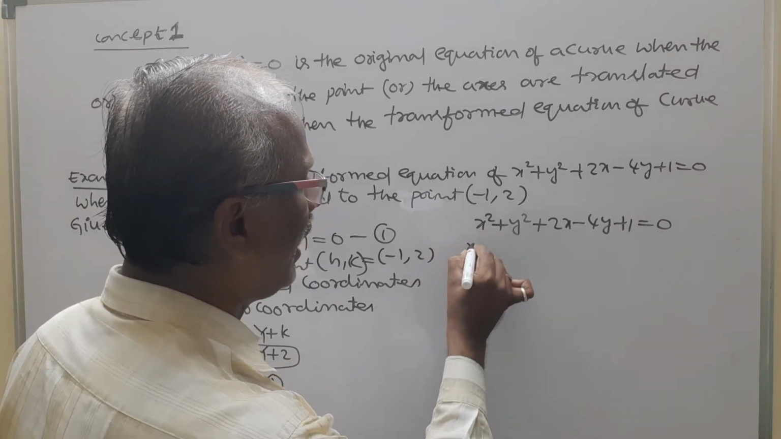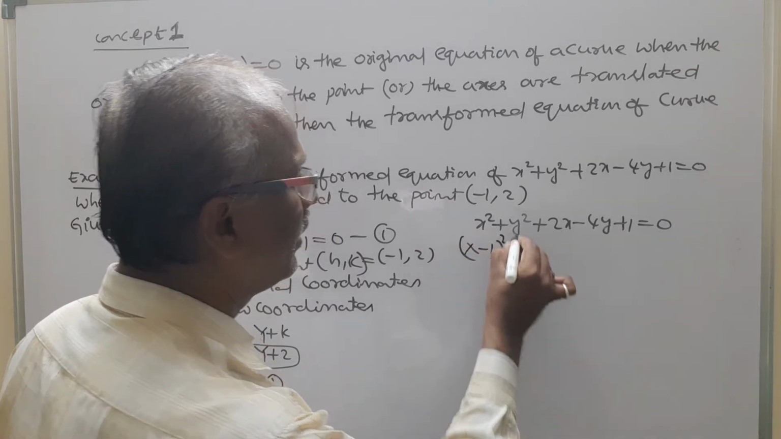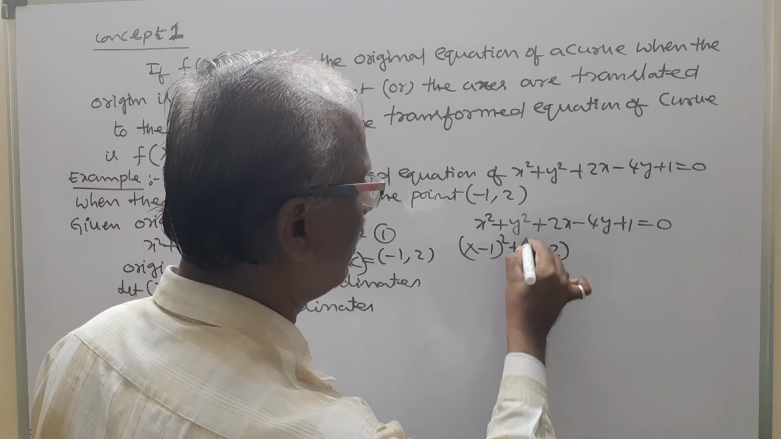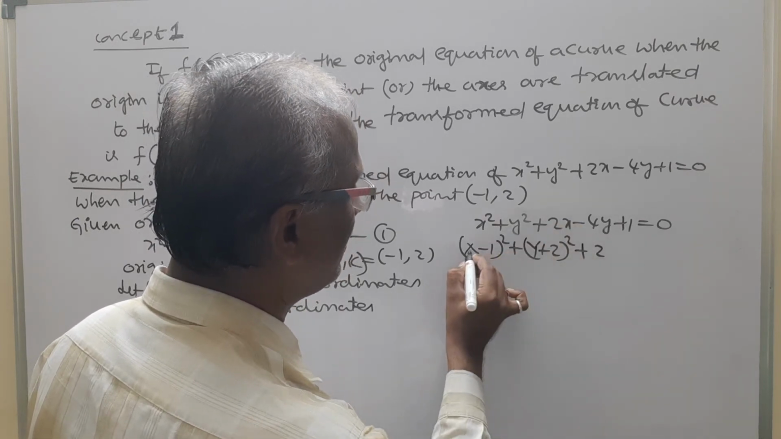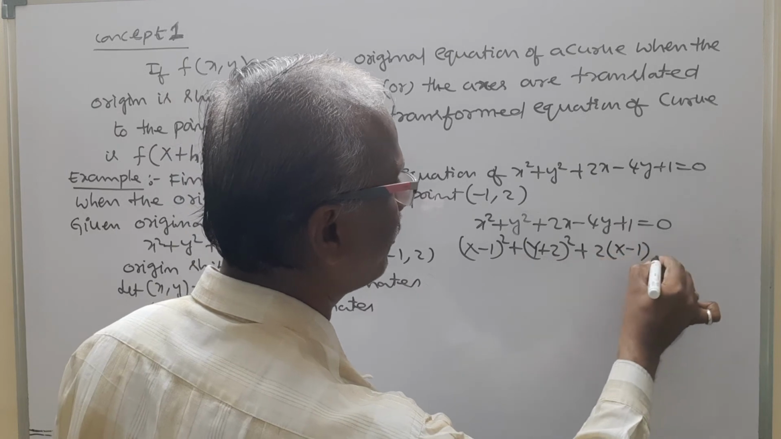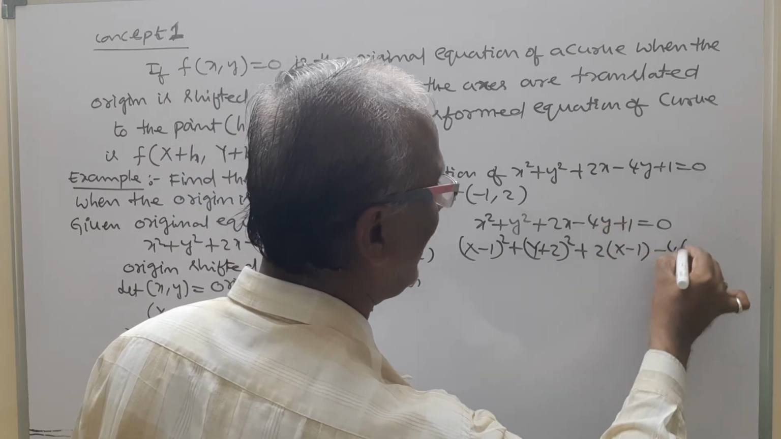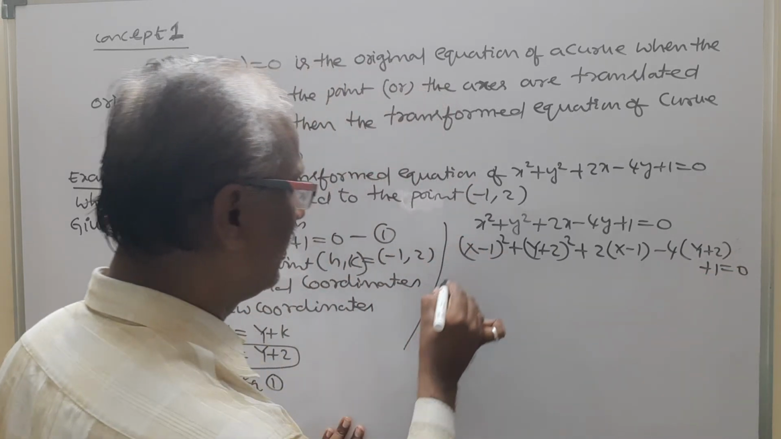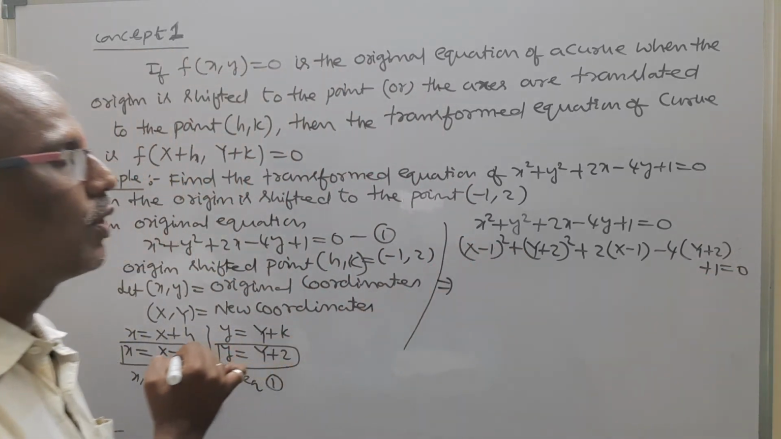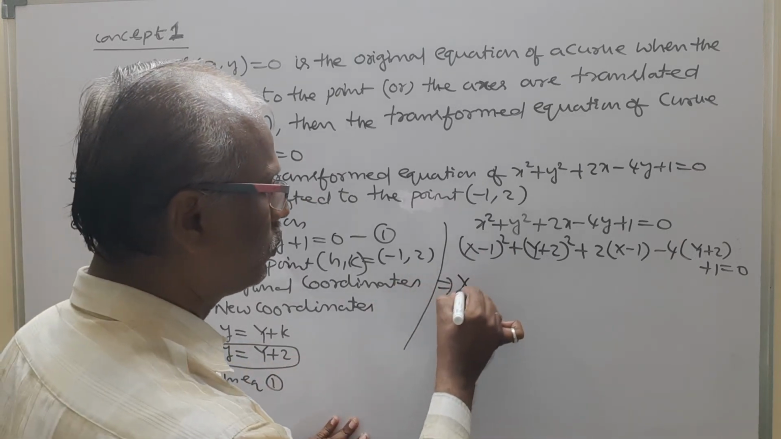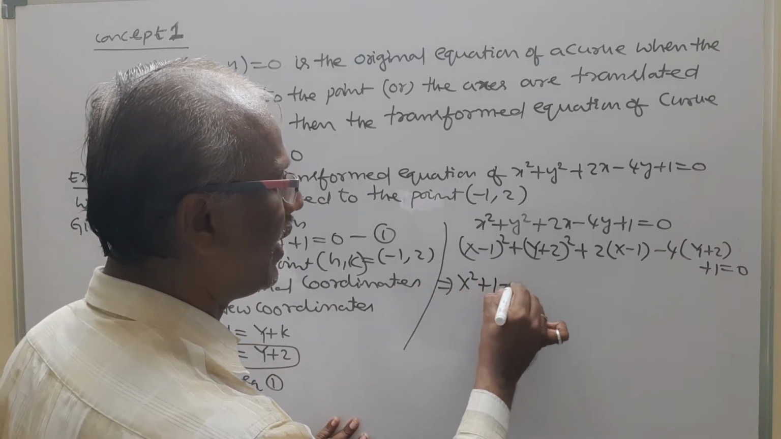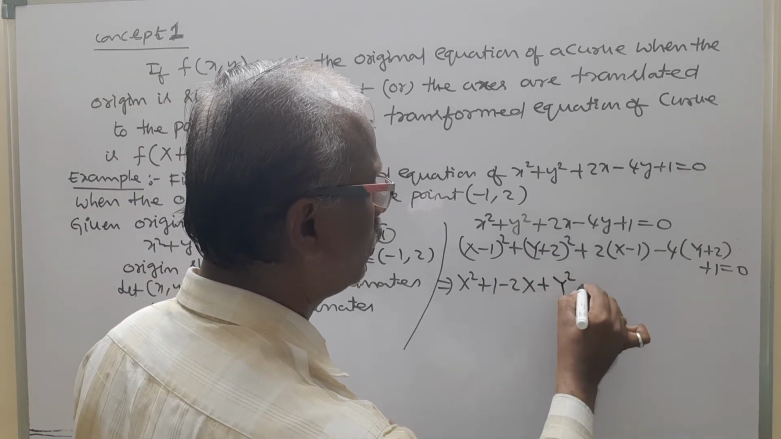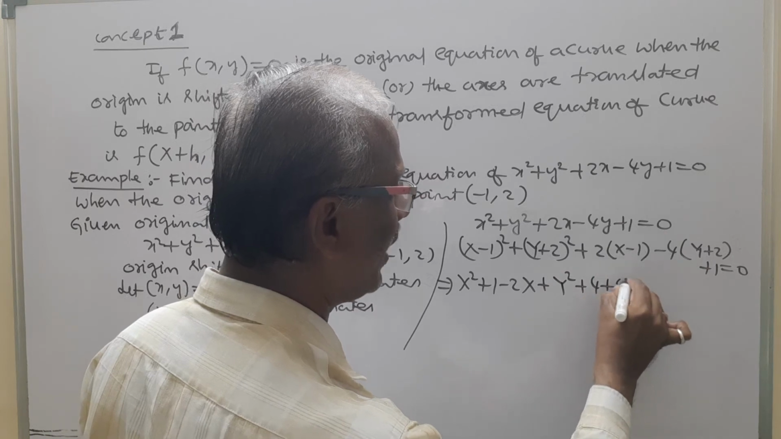Small x equal to capital X minus 1 whole square. Here small y is equal to capital Y plus 2 whole square. 2 into small x, that is capital X minus 1, and 4 into small y, that is capital Y plus 2, plus 1 equal to 0. Here the expansion a minus b whole square formula: X square plus 1 minus 2x. Y plus 2 whole square: Y square plus 4 plus 4y.